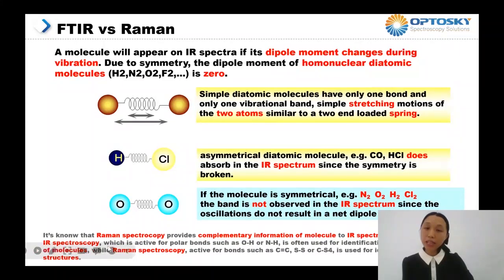Let's continue. It's known that Raman spectroscopy provides complementary information of molecules to infrared spectroscopy. Infrared spectroscopy is especially active for polar bonds such as OH and NH, and is often used to identify functional groups of molecules. Raman spectroscopy is quite active for bonds such as C-C, S-S, and C-S, and is used to identify the skeletal structures of molecules. So both Raman and infrared spectroscopy are used to analyze molecular information.